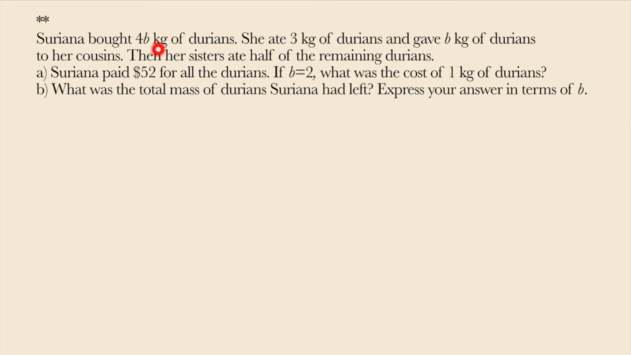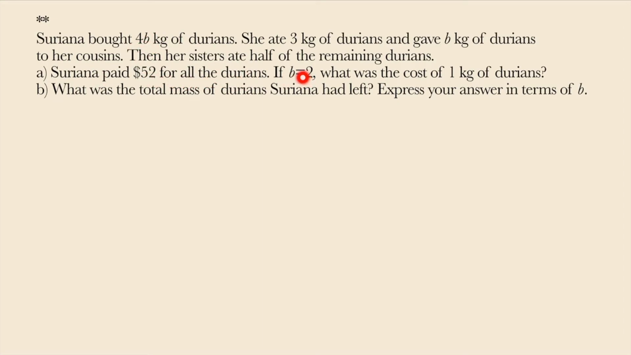Suriana bought 4b kilograms of durian. So this is the amount that she started with. Then she ate 3 kilograms, gave b kilograms to her cousins. Her sisters ate half of the remainder. Suriana paid $52 for all the durians. Okay, we are working with 4b here.